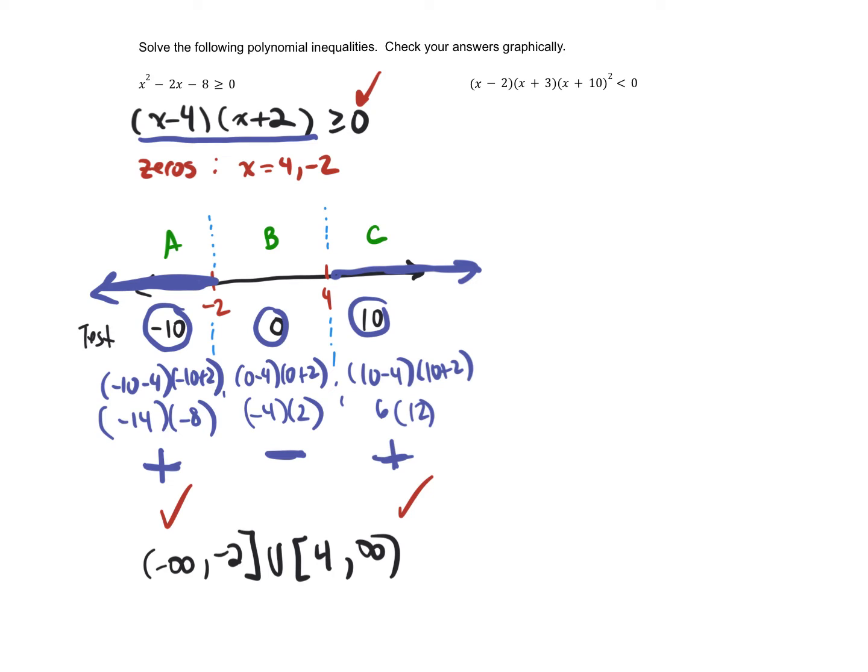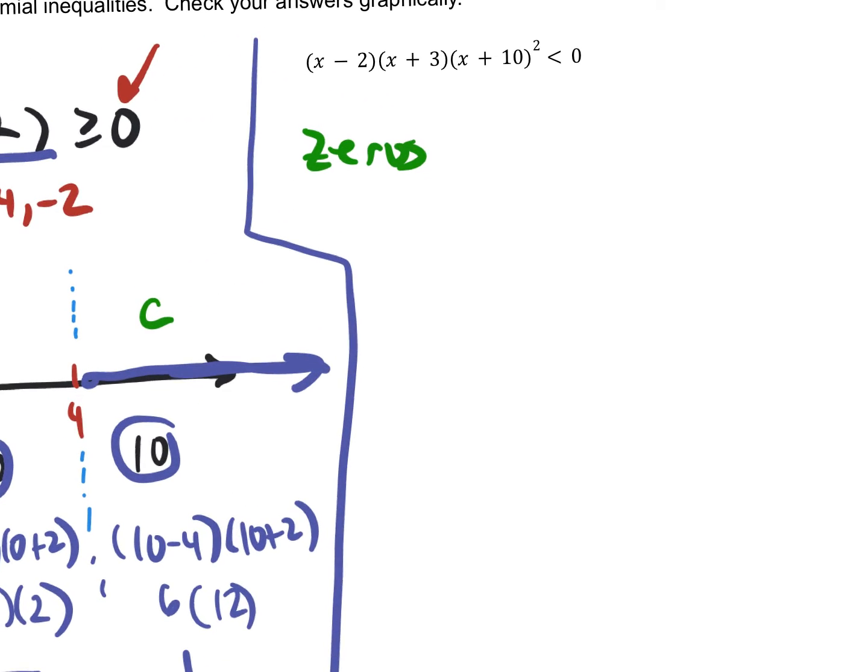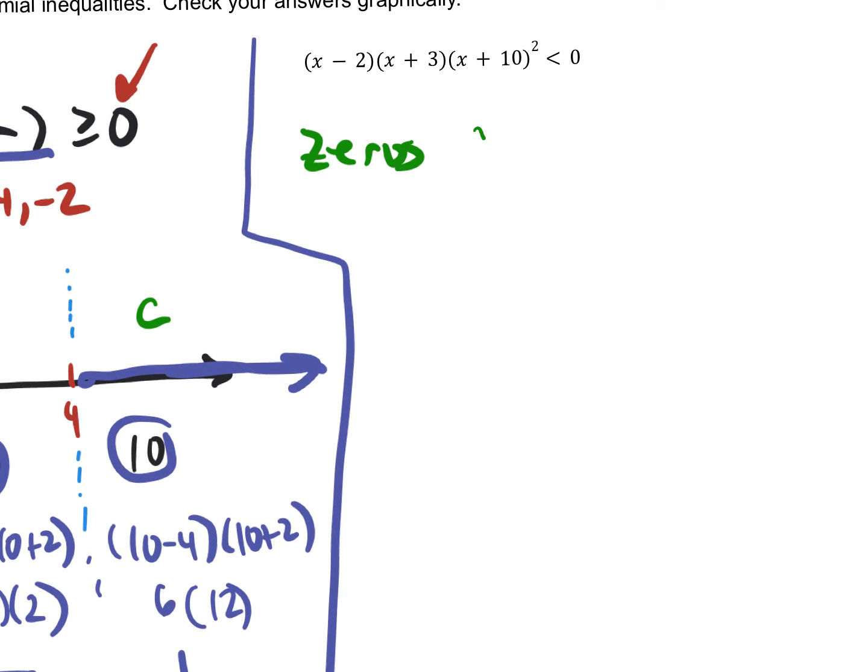All right, so let's look at the second one, which is the same idea. It's already in factored form. It's got a couple more factors. So it's already factored, so I can see the zeros very easily. The zeros are going to be 2, -3, and -10, because that's what's going to make each parenthesis 0. And it's less than 0 this time, so we won't include the endpoints.